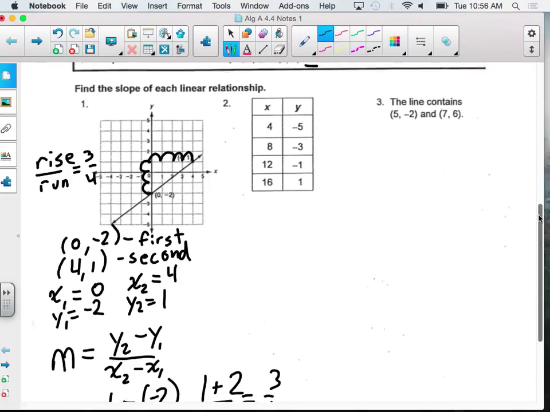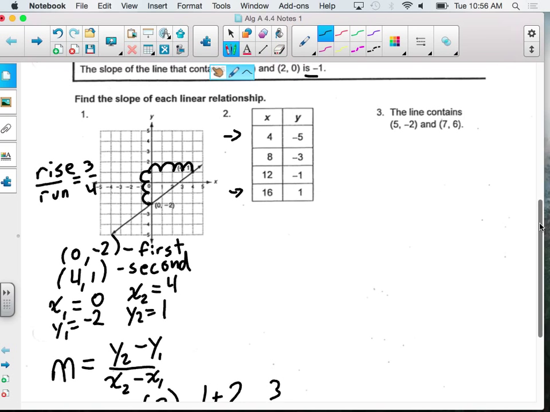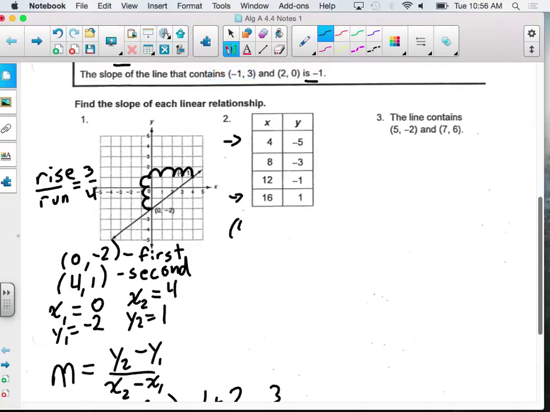All right, so moving on to number 2. We are asked to find the slope of each linear relationship. So first things first, we have to have 2 ordered pairs. So let's just pick 2 of them. 4, -5, and 16, 1. Sorry, that one. Okay, so we have 4, negative 5, and then 16, 1.